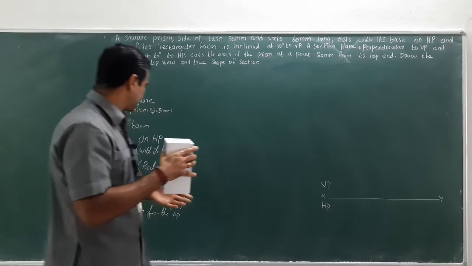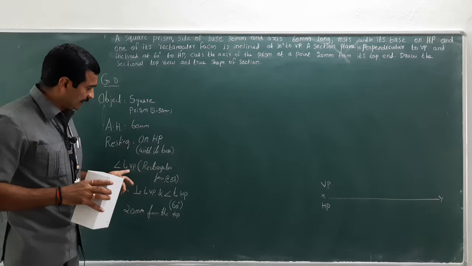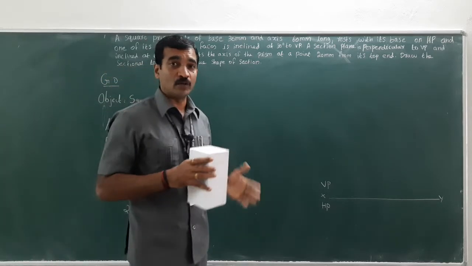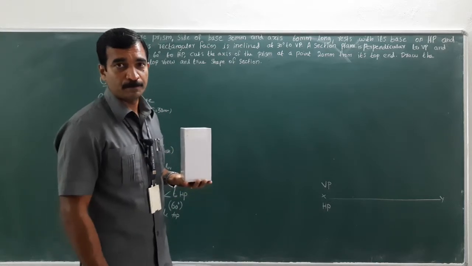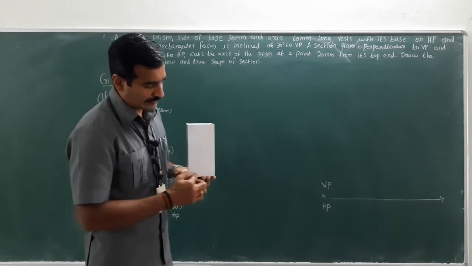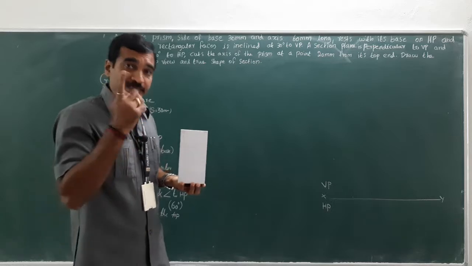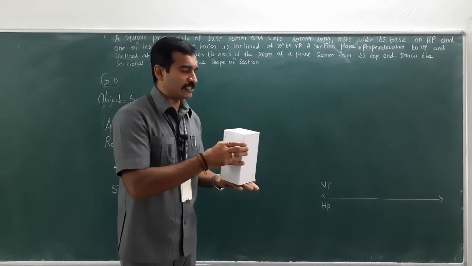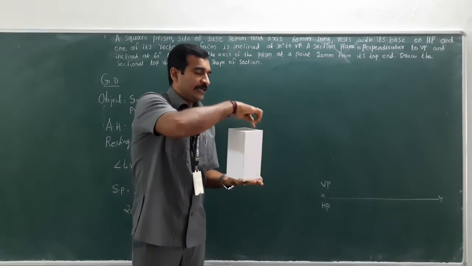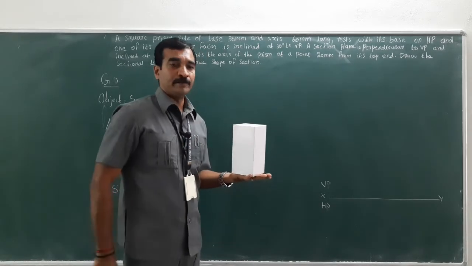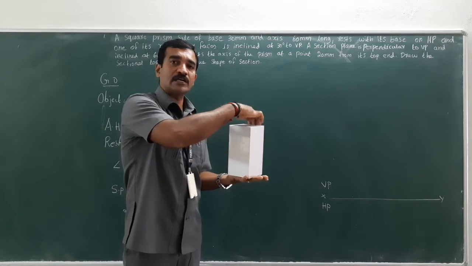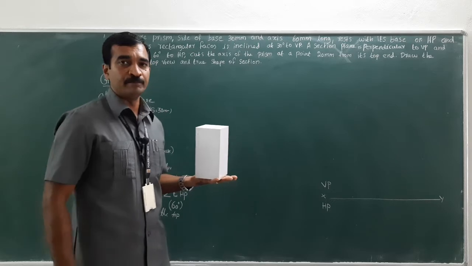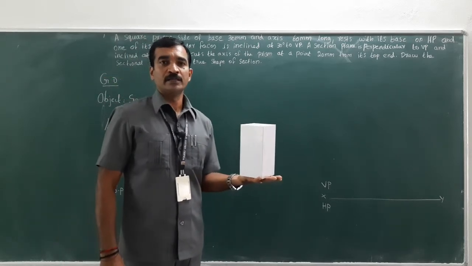But one more condition is there. Look at here. It is inclined to VP, that is, one of its rectangular faces is inclined. This is the rectangular face, and that should be 30 degree inclined to VP. So if I tilt in this manner, look at here, this rectangular face is making some inclination with VP, that is 30 degree. This is how this object is being placed.